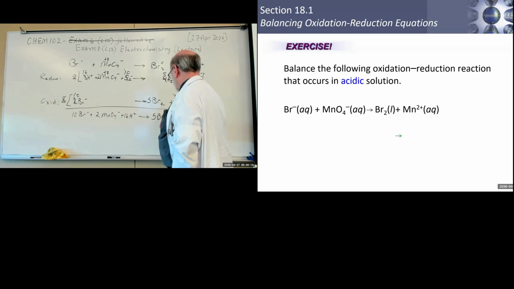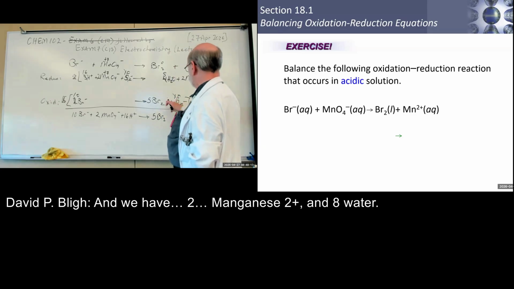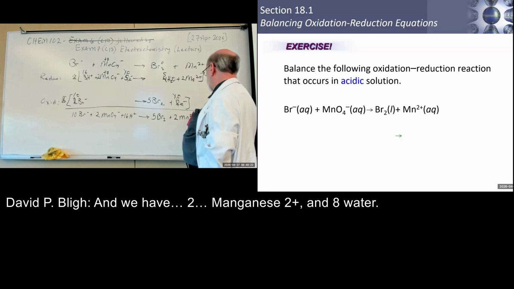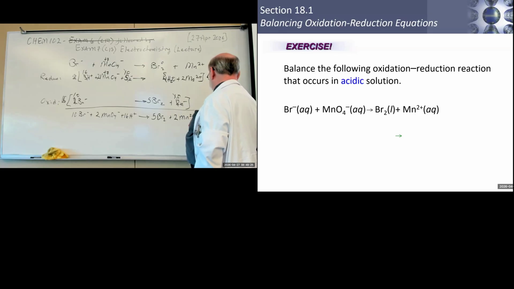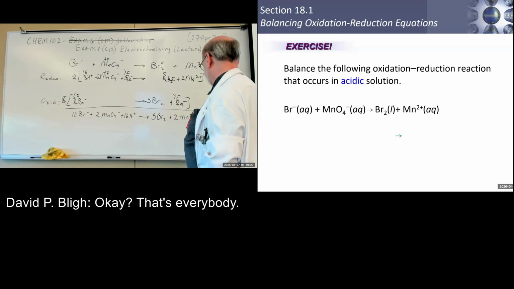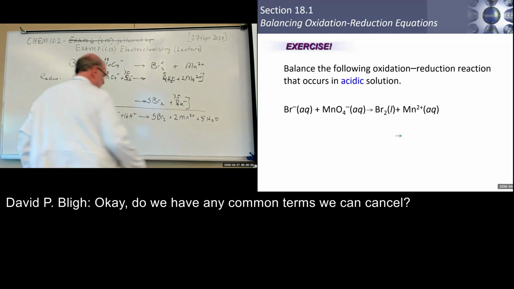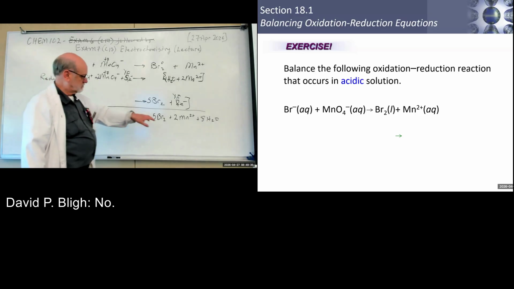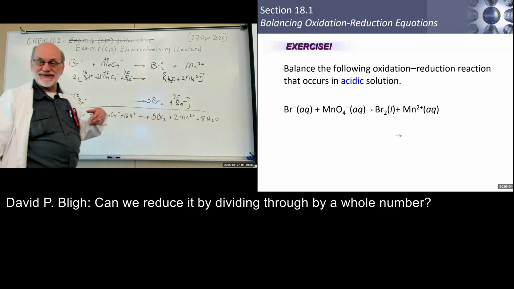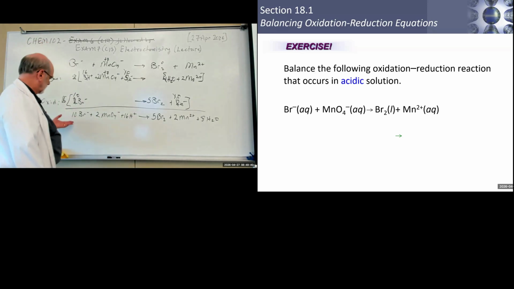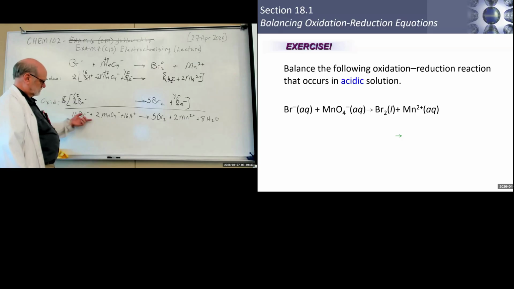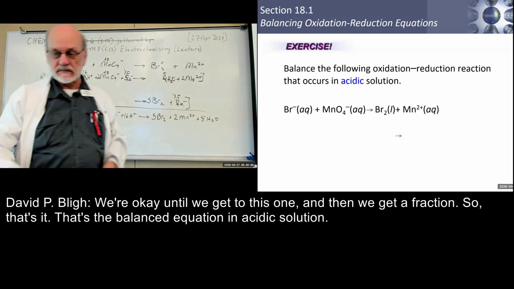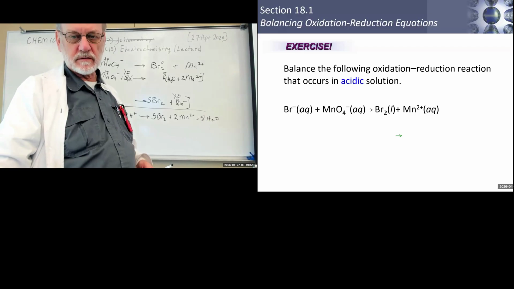5 bromine, and we have 2 manganese 2 plus, and 8 water. Okay, that's everybody. Do we have any common terms we can cancel? No. Can we reduce it by dividing through by a whole number? No. We're okay until we get to this one, and then we get a fraction. So that's it. That's the balanced equation in acidic solution.